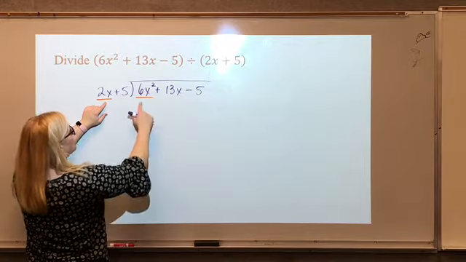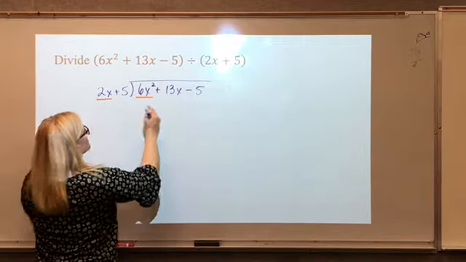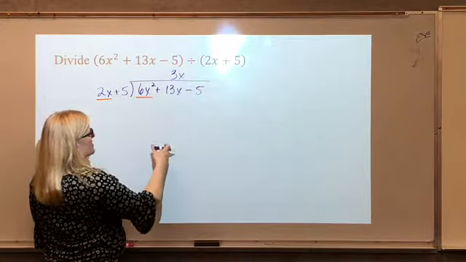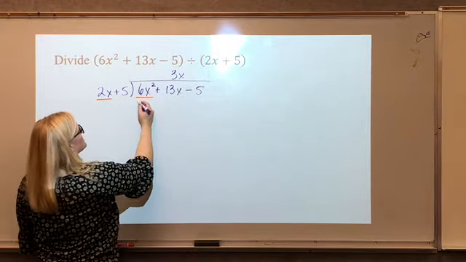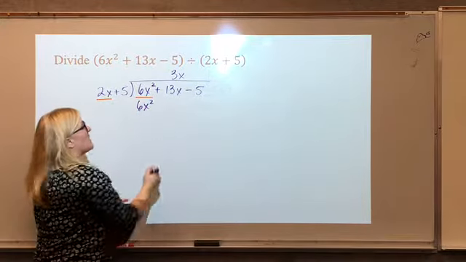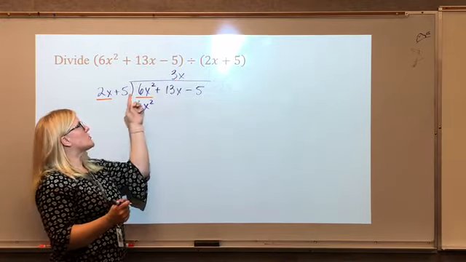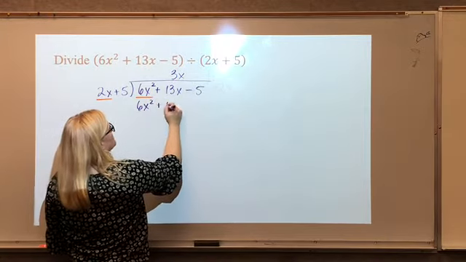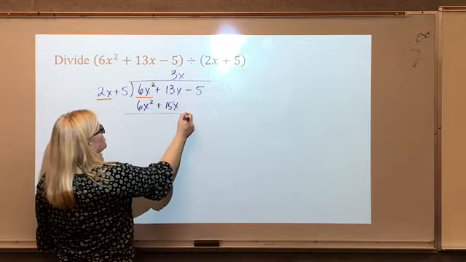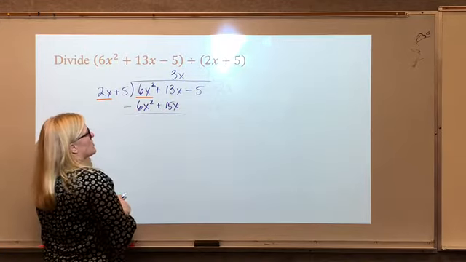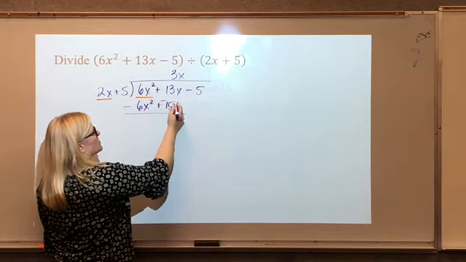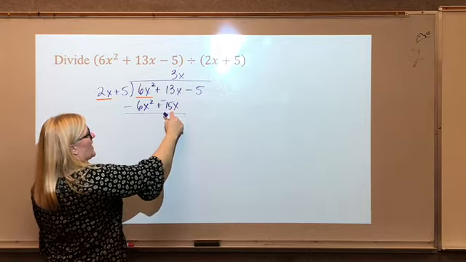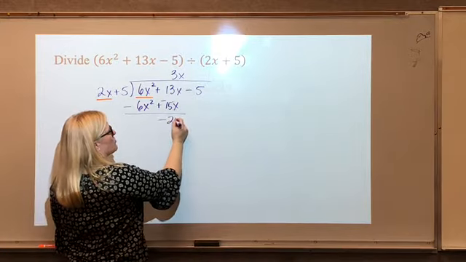2x multiplied by what gives me 6x squared? Well, it's 3x. And I'm going to put that in my column that has the x's. So 3x times 2x, this is 6x squared. But now I also need to multiply this 3x by this 5. Okay, so 3x times 5 is 15x. Okay, just like long division, I'm going to subtract these now. So change these signs. Those give me a 0 like they're supposed to. 13x minus 15x is a negative 2x.